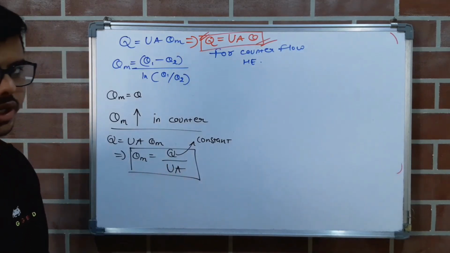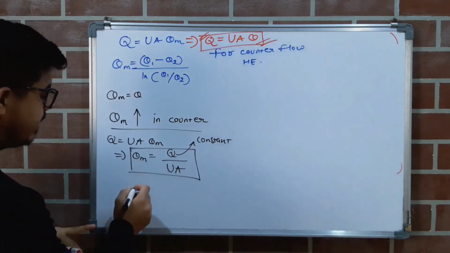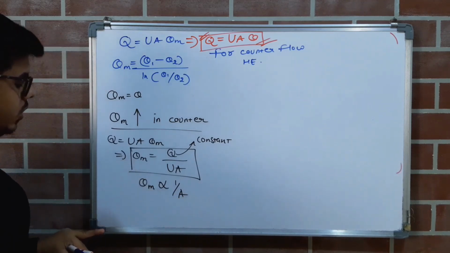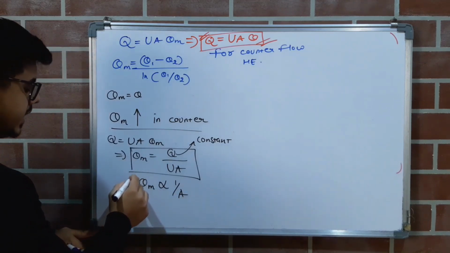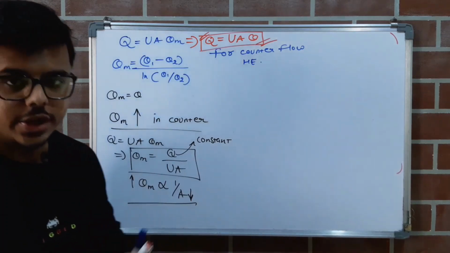So for this constant heat transfer rate, if you want theta m to be increasing, then what would be the effect of U into A? U will be constant, that we know. So there will be area. So theta m is what? Theta m is inversely proportional to area. So if theta m increases, that means our area requirement in case of counterflow reduces.